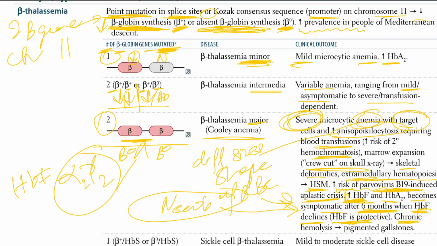Also, you have chronic hemolysis, which leads to pigmented gallstones. The reticuloendothelial cells will see the target cells, as seen here, and try to hemolyze them, leading to hemolysis, so much so that you will have gallstones.